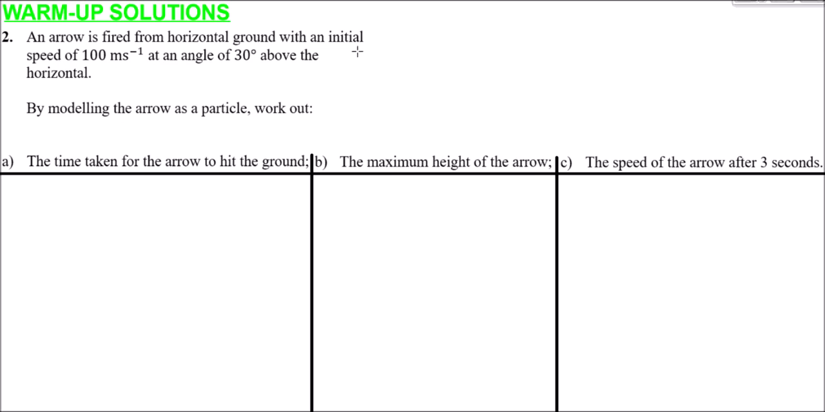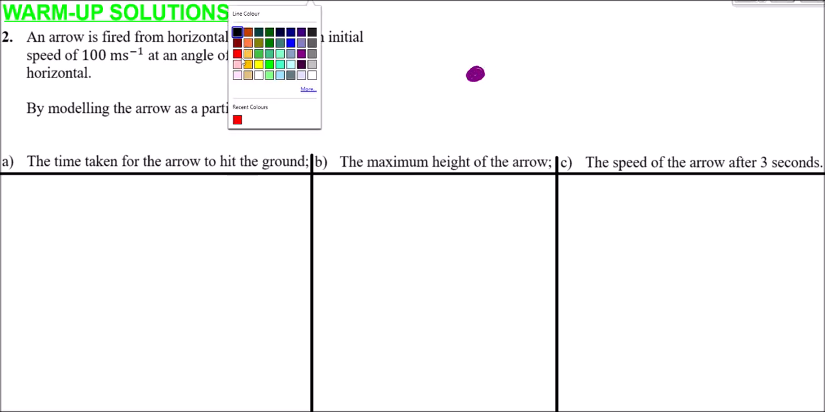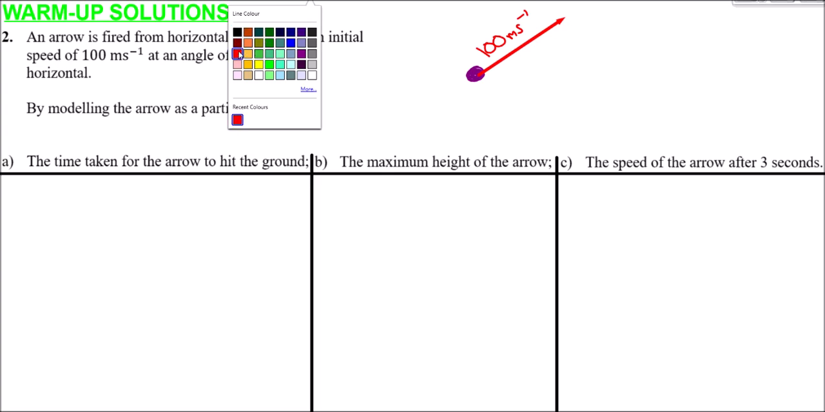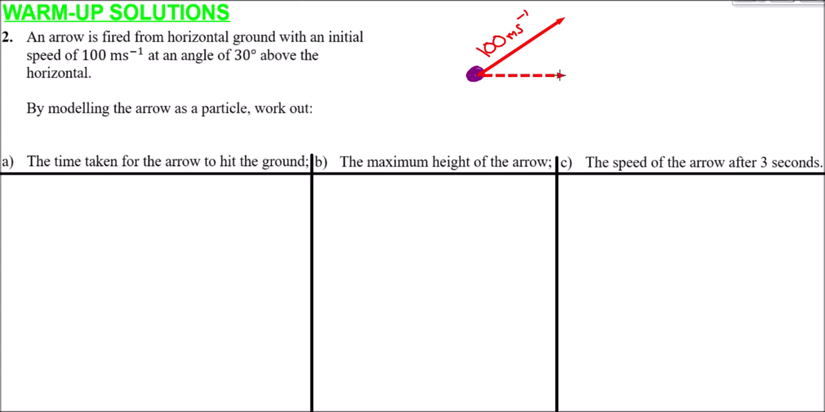So what I want to do firstly is just to actually do a tiny sketch of this situation. So we've got the arrow as a particle, so there's my blob of an arrow. It's fired up at an angle of 30 degrees from the horizontal, so I'm going to draw this in. That's 100 meters per second initial speed. And as well, this will be useful later. We need to consider at some point the components. So horizontal component of velocity and a vertical component of velocity. The angle, of course, is 30 degrees, so I'm going to label this one in.